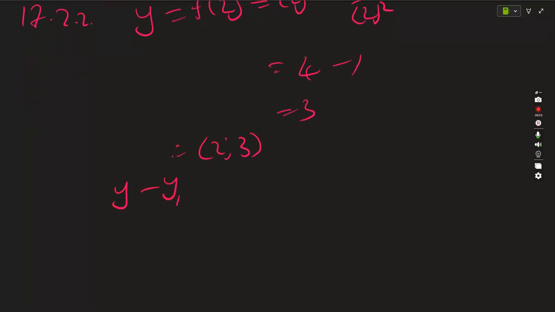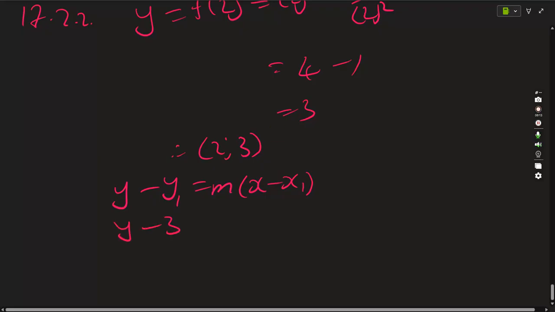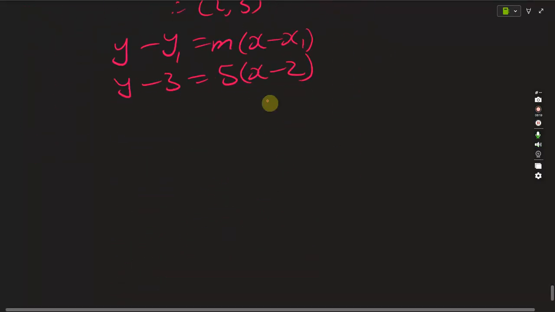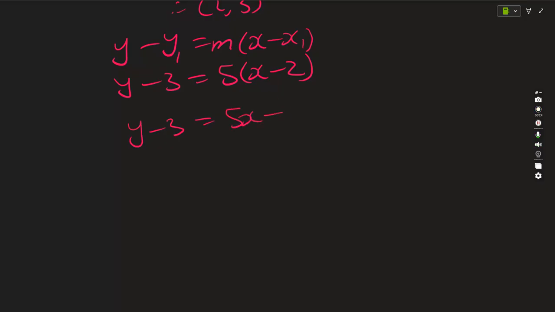Therefore, y minus y1 equals m multiplied by x minus x1. Remember, you have this from the formula sheet. Then y minus 3 is 5 times x minus 2. Remember, the 5 is the gradient that we just got above. So y minus 3 is actually 5x minus 10, and then y is 5x minus 10 plus 3, and then y is 5x minus 7.